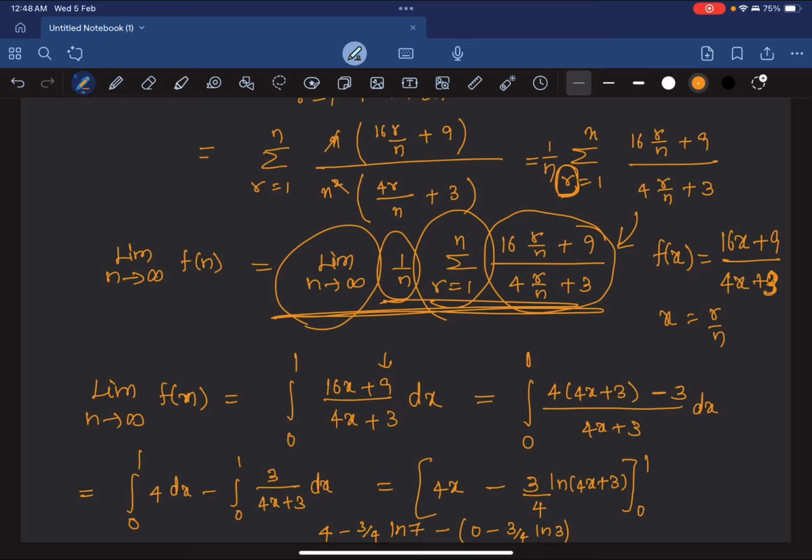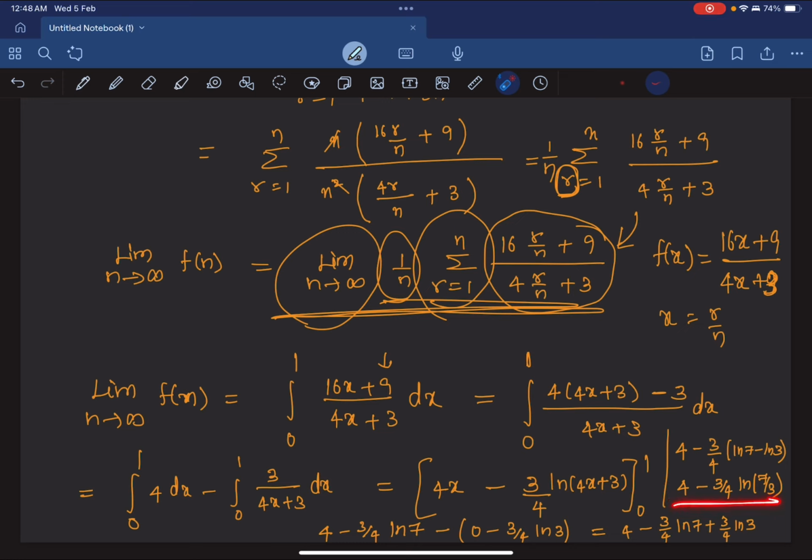Alright, so this will be 4 minus 3 by 4 ln 7 plus 3 by 4 ln 3. Alright, this can be written as 4 minus 3 by 4 (ln 7 minus ln 3). What is ln 7 minus ln 3? It is simply ln 7 upon 3, and this is your answer. So this is the answer that you'll find in the options. So this is the correct answer.